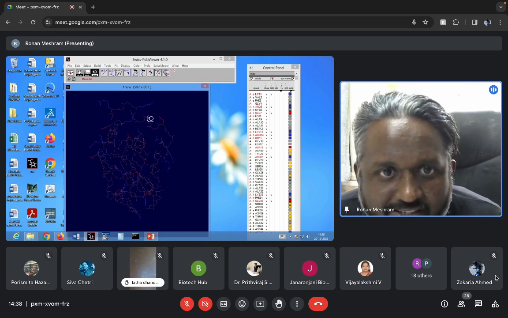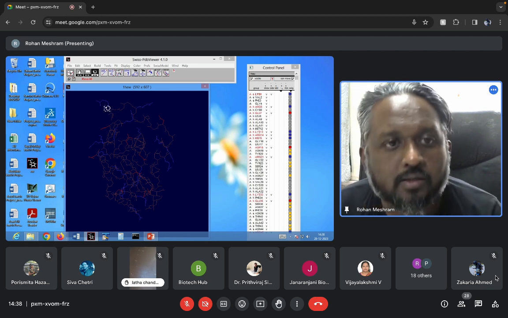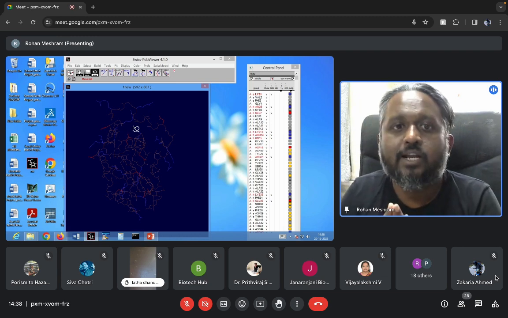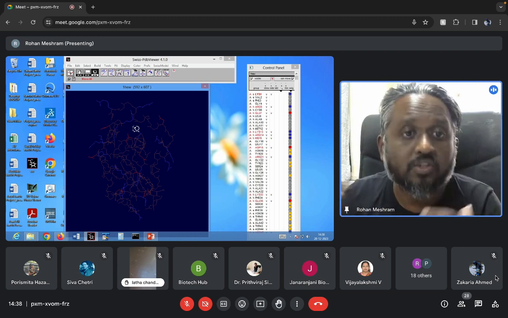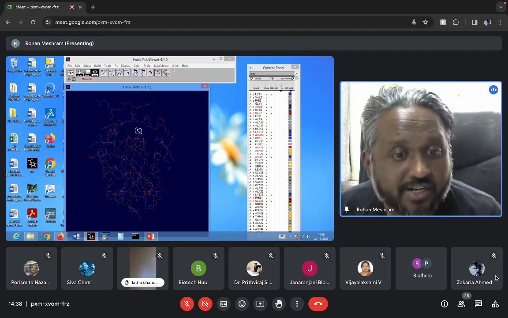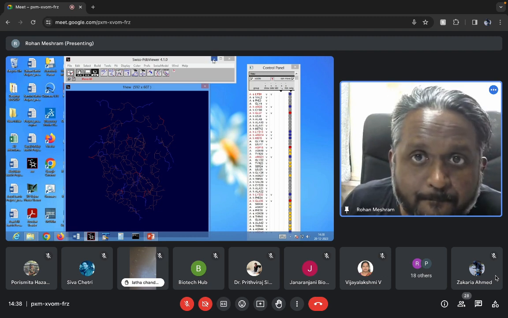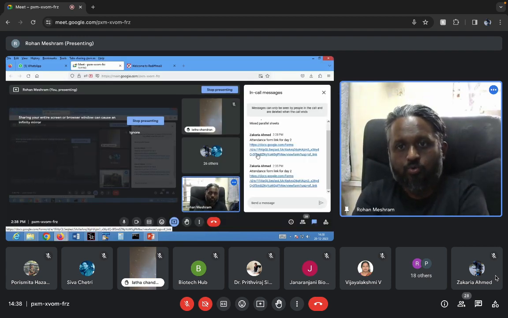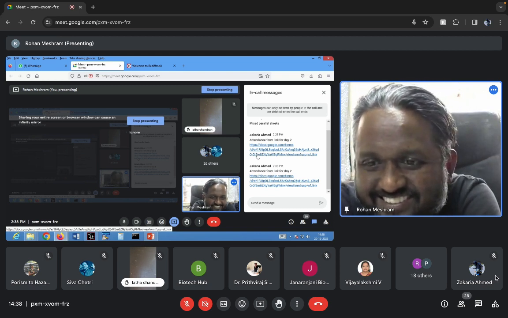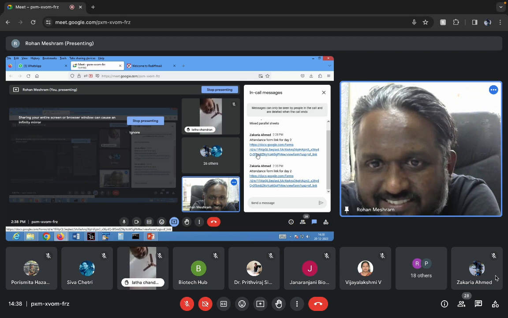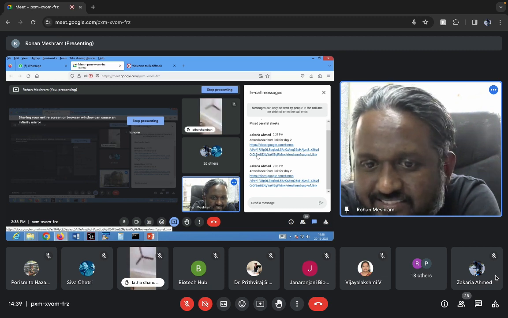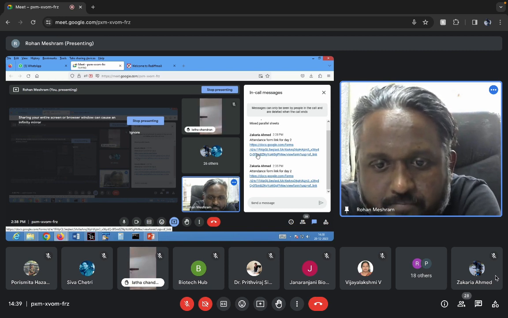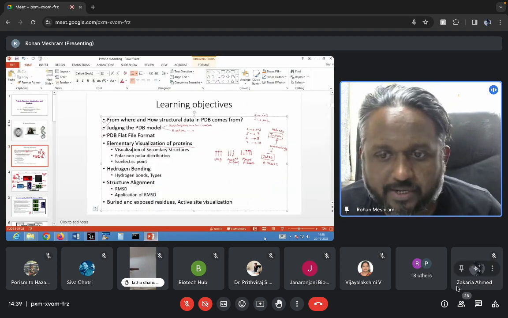Right? You can clearly see all the side chains that are acidic and basic, in our case, red and blue. These side chains are pointed away from the protein, towards the periphery, on the surface of your protein. Right? And that is how nature has solved the problem of thermodynamic stability. Okay. So, is there any problem? No? Okay. So, we are done with this aspect as well.